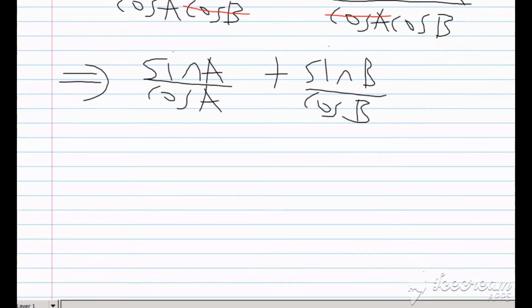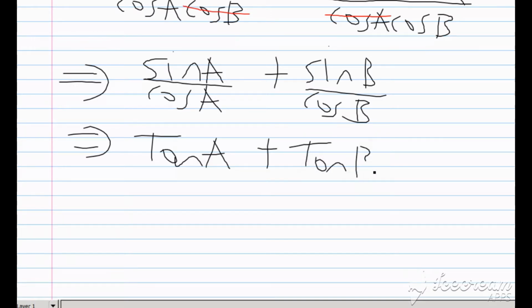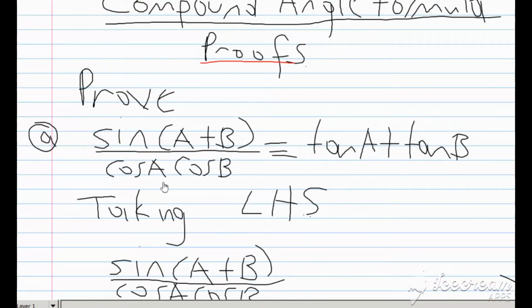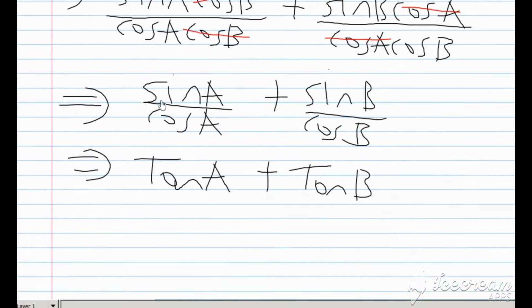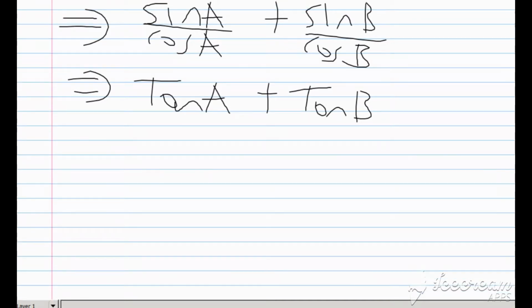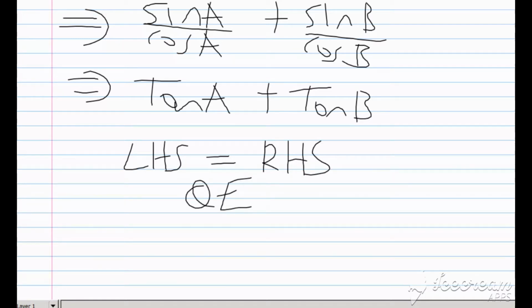And by now, we would know that the sine of A over the cosine of A gives me the tangent of A, plus the tangent of B. And if I quickly go back up, that is exactly what we wanted. So now that we have gotten to the proof, we can simply say that the left-hand side is equal to the right-hand side. QED, and of course, this means that which has been proven.